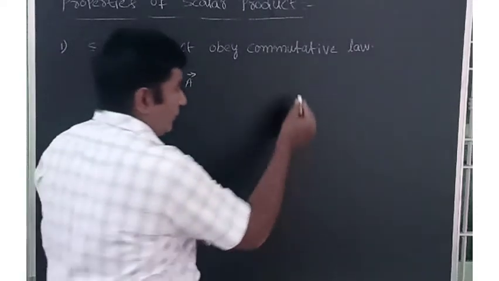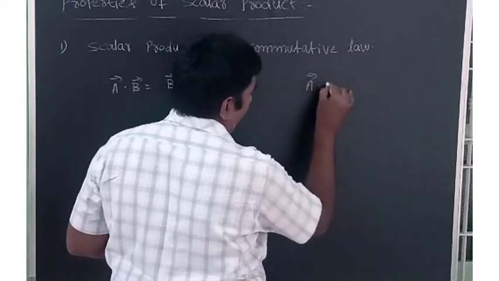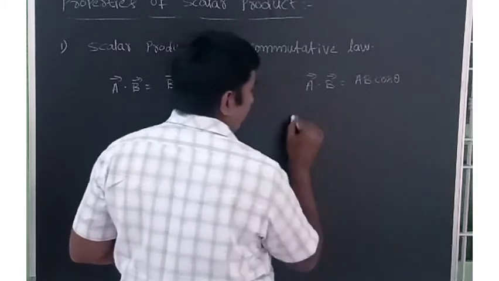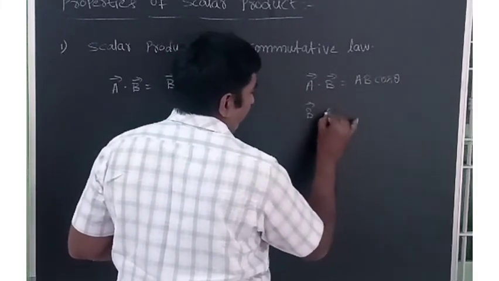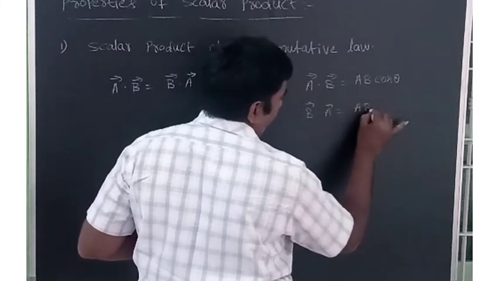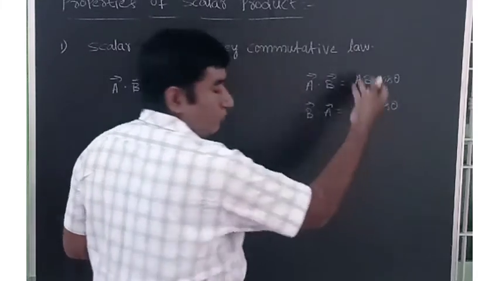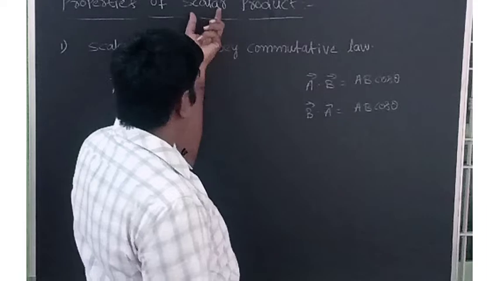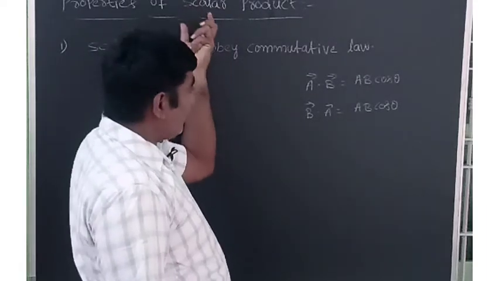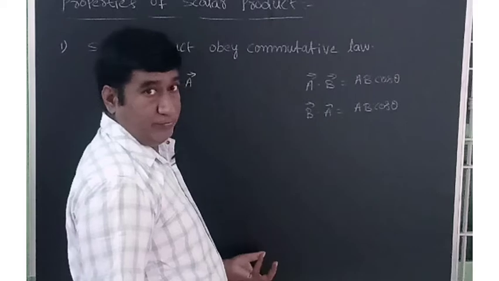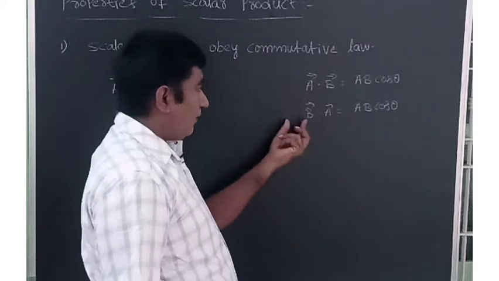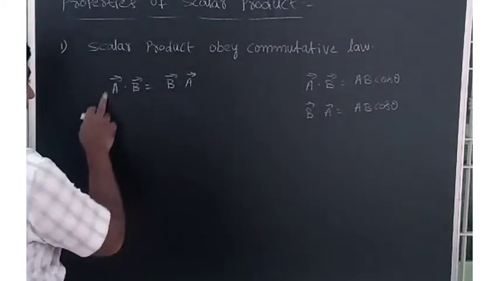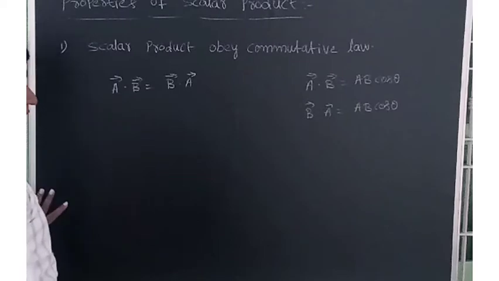Why? Because in a simple manner we can tell that A vector dot B vector is equal to AB cos theta. In the same way, B vector dot A vector I can represent as AB cos theta. So we are going to get only a number, and the number will be the same. That's why it has been named scalar, which has magnitude but not direction. So A dot B or B dot A gives the same number. That's why A vector dot B vector is equal to B vector dot A vector.